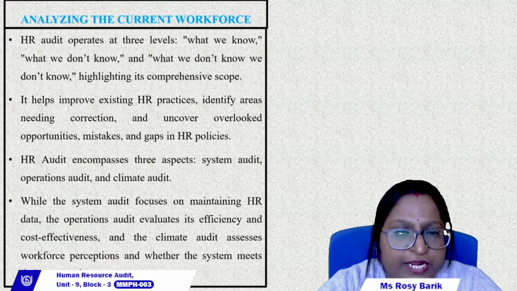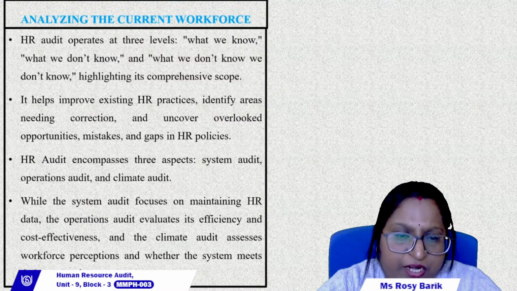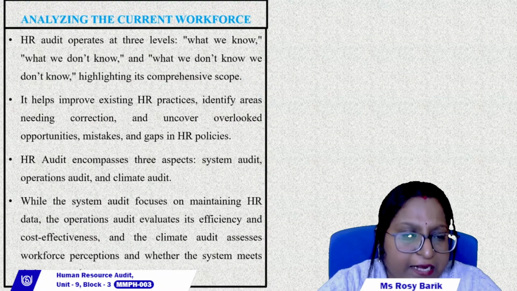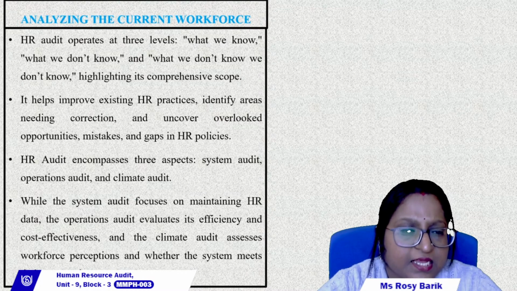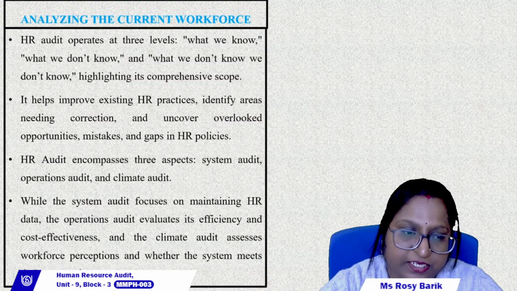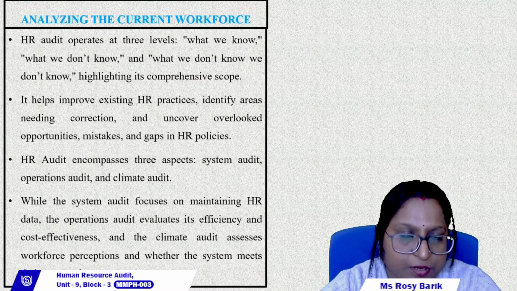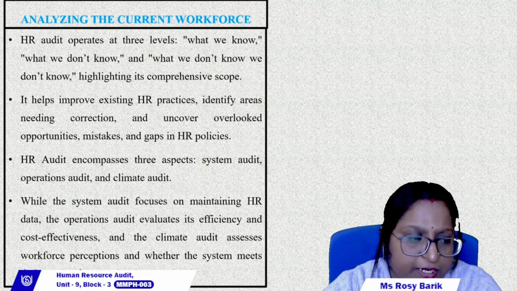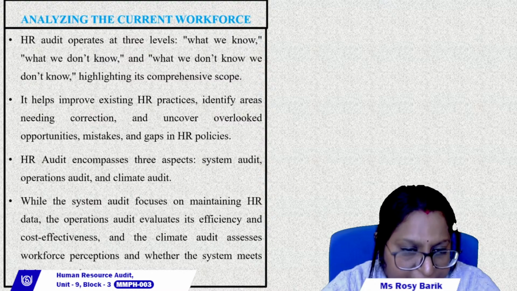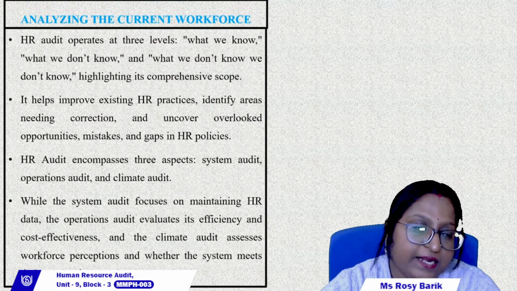HR audit encompasses three aspects, that is system audit, operation audit, and climate audit. While the system audit focuses on maintaining HR data, the operation audit evaluates its efficiency and cost effectiveness, and the climate audit assesses the workforce perceptions and whether the system meets their expectations or not. So here we can find out the three aspects of HR audit are system audit, operation audit, and climate audit. The system audit focuses on maintaining the HR data. Operation audit evaluates its efficiency and cost effectiveness, and climate audit focuses on workforce perceptions, whether the system meets their expectations or not.